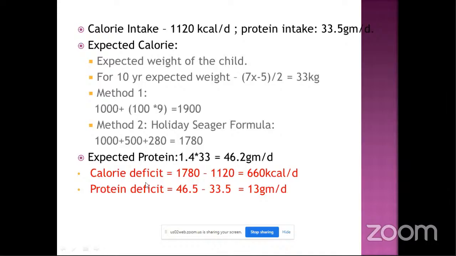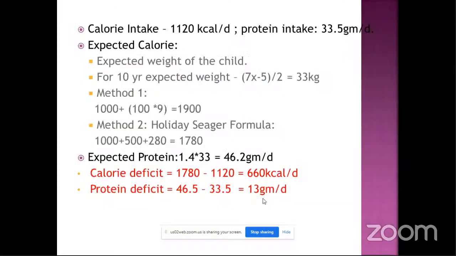So the calorie deficit in this case is 1780 that we got from the formula, and the intake of what the child is taking is 1120, which will be 660 kilocalorie per day. And the protein deficit, we got 46.2 and then minus 33.5 what the child is taking, which is around 13 gram per day. So with this, we have to give the balance of food to cover the deficit. So this is the way we will be finishing off.